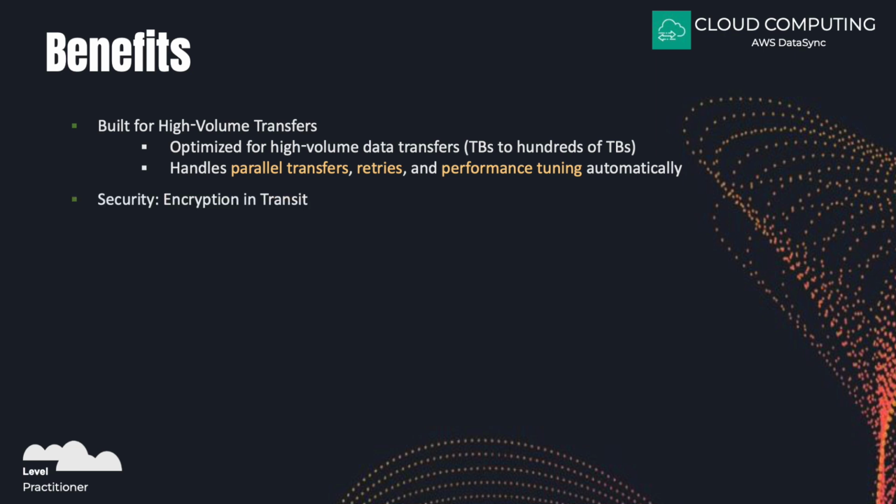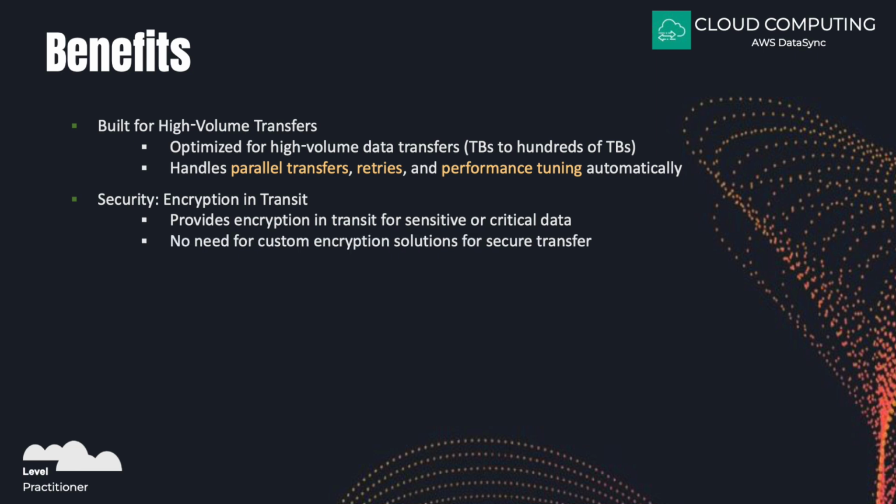Second, DataSync automatically encrypts data while it's moving. As your data travels over the network to AWS, it's protected using encryption in transit. This is important for sensitive or critical data because you don't want anyone to be able to read or tamper with it while it's being transferred. With DataSync, the security layer is built in, so you don't need to bolt on your own custom encryption solution just to move the data safely.